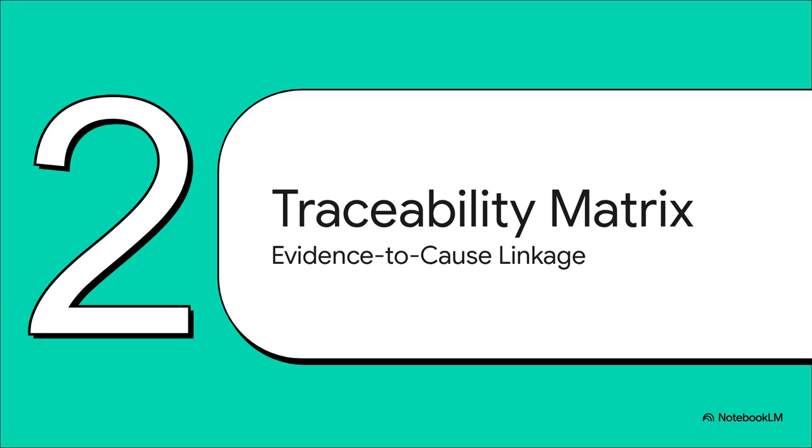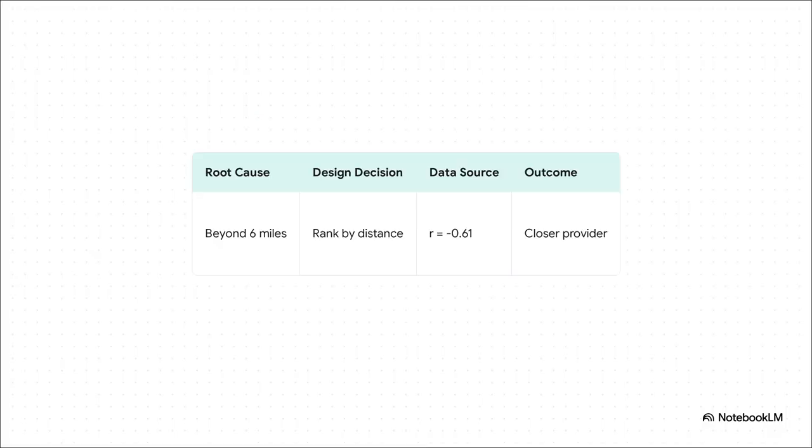Moving right along to Section 2, the traceability matrix. Let's bring this down to earth and see how it works in practice with our Rural Broadband Access Tool case study. We use a matrix with 4 mandatory columns: root cause finding, design decision, data source, and expected outcome. So our root cause finding tells us that connection rates drop sharply beyond 6 miles from a hub. Okay, because of that specific finding, our design decision is that the prototype ranks providers by distance first, cost second.